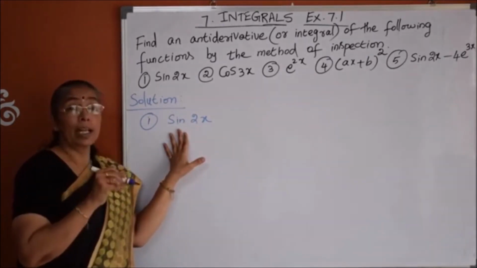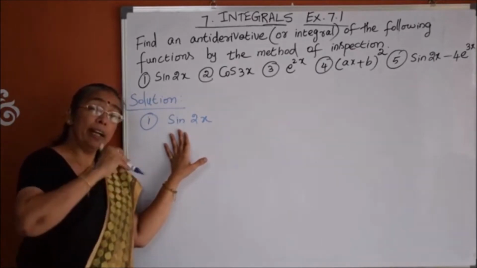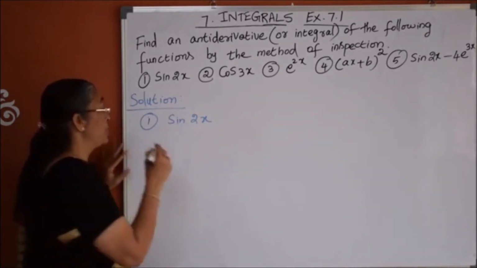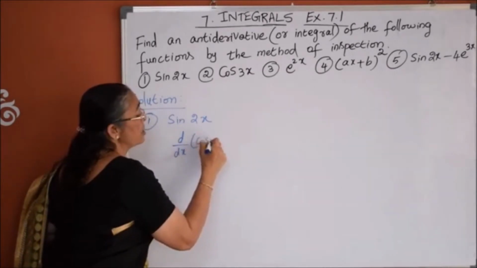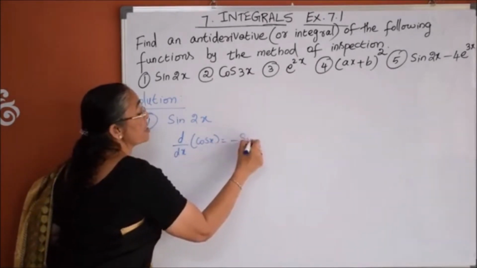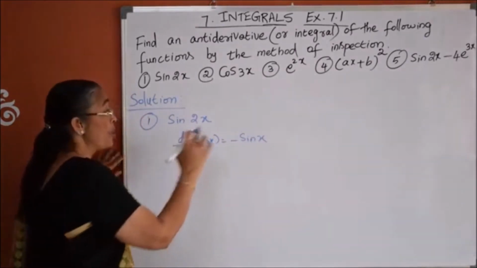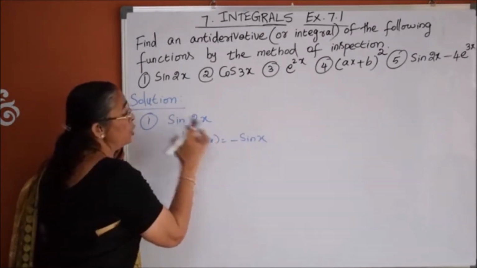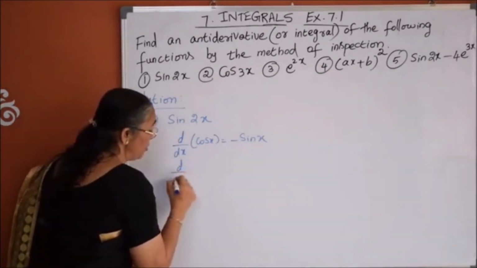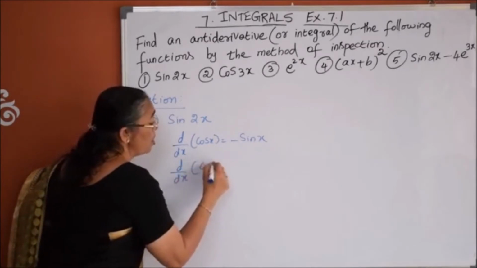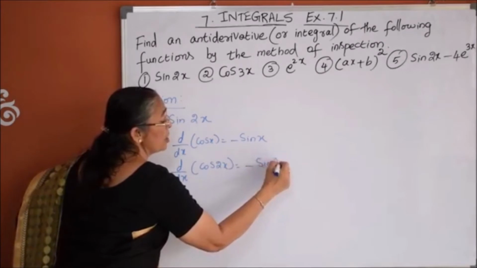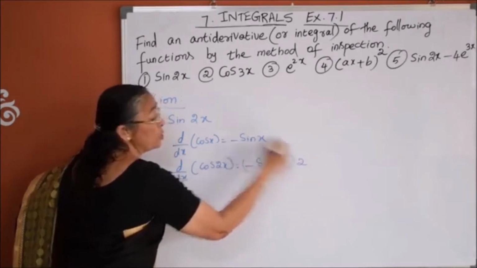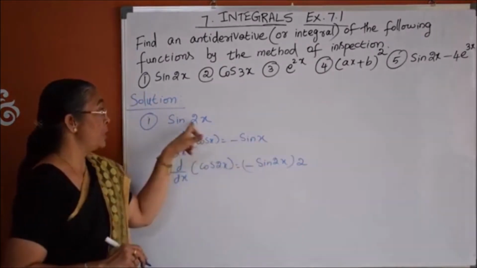Now, let us recollect: sin x is the derivative of which function? We know differentiation of cos x is minus sin x. So, we need here plus sin 2x. One more thing, differentiation of cos 2x is minus sin 2x into 2 by chain rule. Now, we got the sin 2x function.